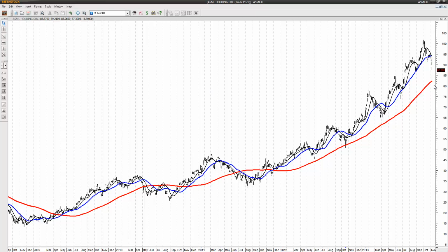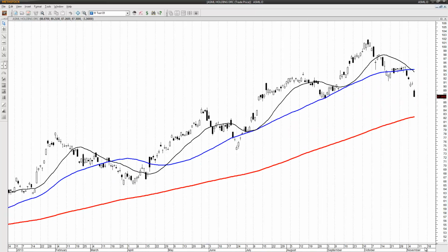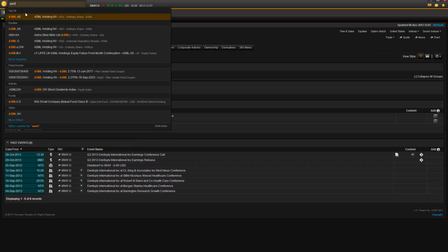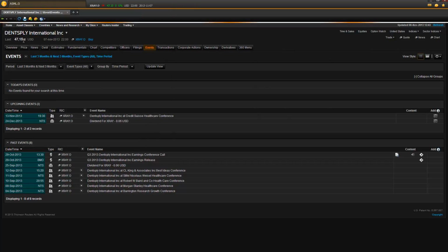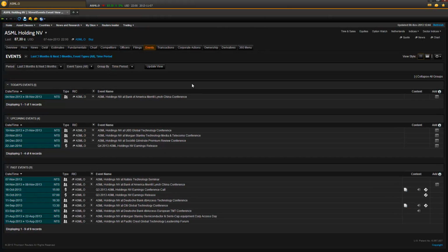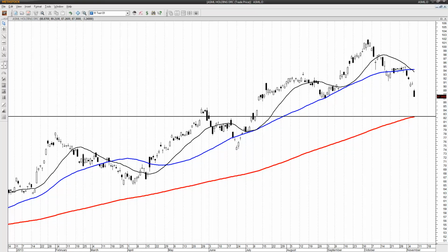Next chart, ASML Holding. This time I'm going to use the 200 moving average as a price resistance. We have the level at 82.24. That's the level I'm going to use. ASML, the US version of the... no earnings coming up.